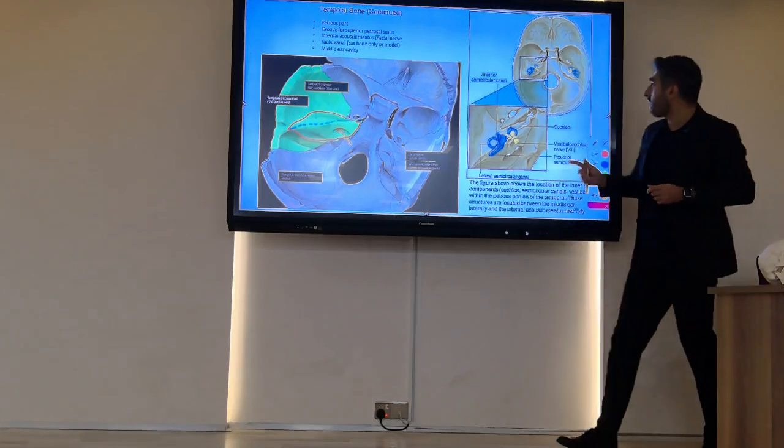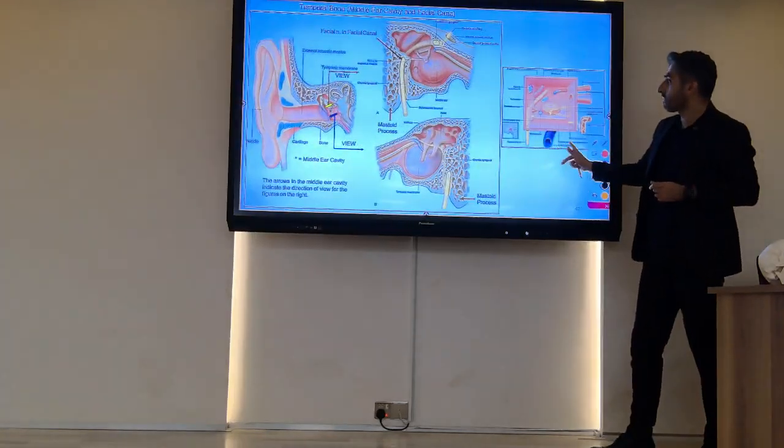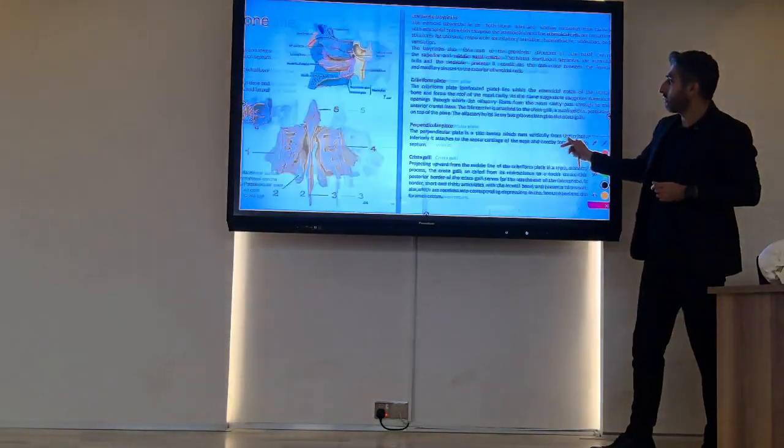So what is the name of this foramen? What is the name of this foramen?